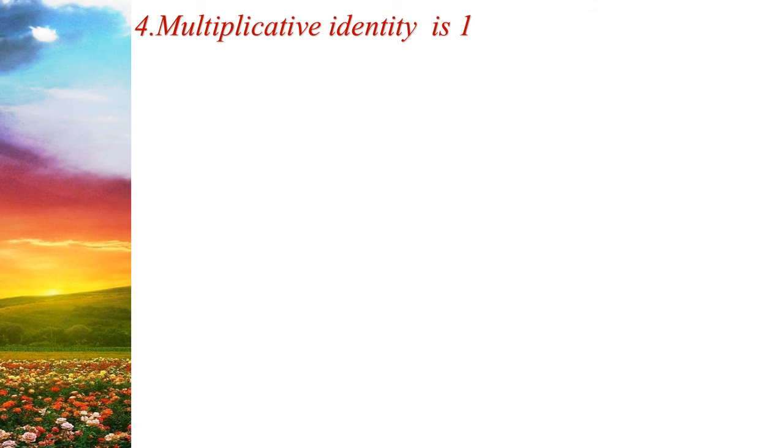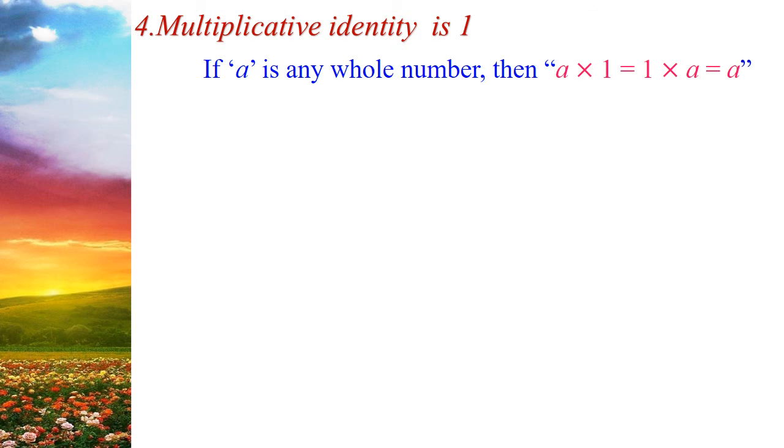Next, the fourth property, multiplicative identity is 1. If A is any whole number, then A into 1 equal to 1 into A equal to A. Next, example, 56 into 1 equal to 1 into 56 equal to 56.